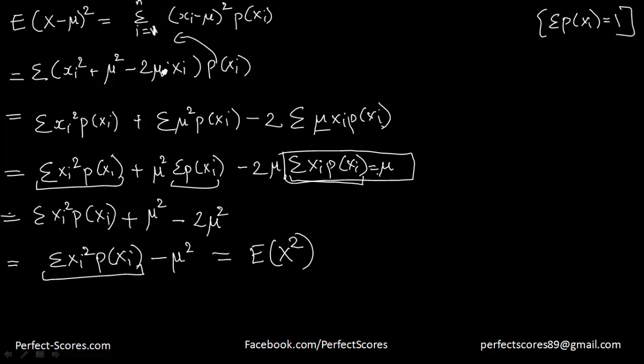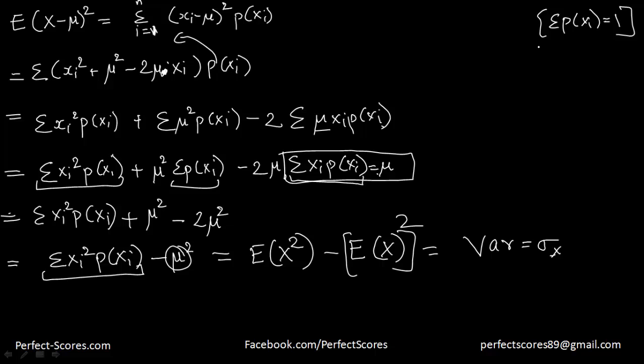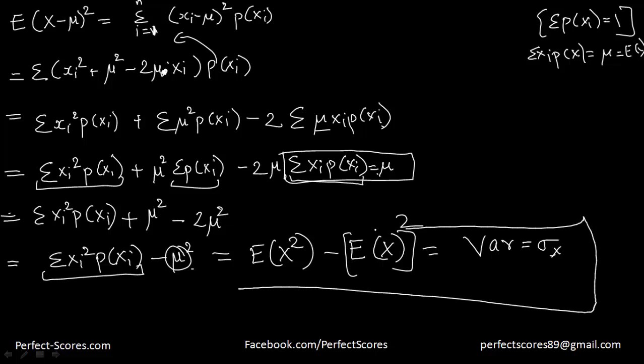You can clearly see that it is the summation of xi square into pi minus the expected value of x whole square, which is actually equal to the variance of a random variable x. So the variance of a random variable x is equal to the summation of xi square into pxi, which is the expected value of x square, minus the mean. You already know that the summation of xi into pxi is equal to the mean, or the expected value of x. So that is the expected value of x, all squared. Suppose you're understanding this point, guys, let's go ahead and solve a question on this.